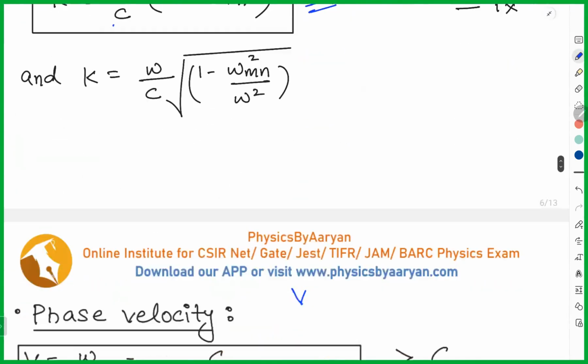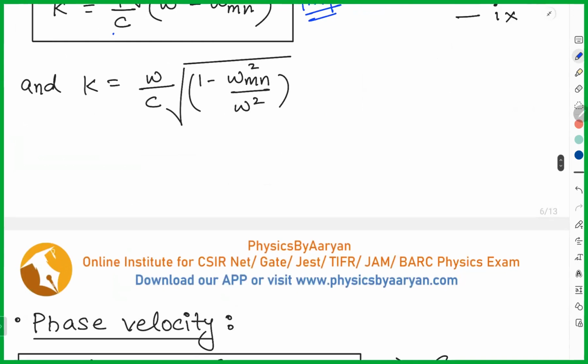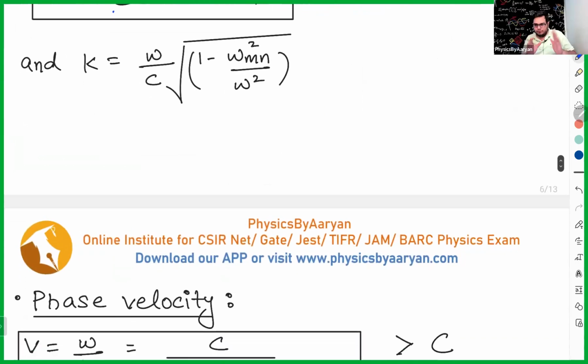Could you please explain again the difference between phase velocity and group velocity? Phase velocity means that your wave is going from one place to another. So it goes from one place to another with this group velocity.